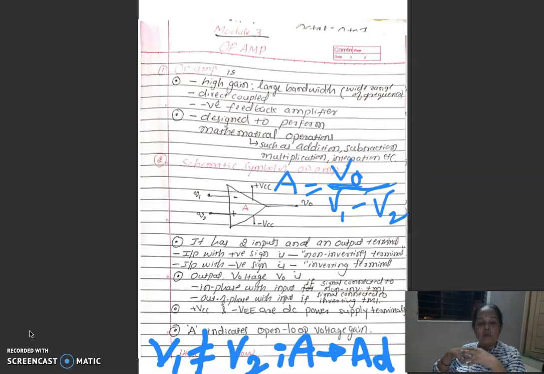And it is going to operate at large bandwidth. Means whatever the high gain it is providing, the amplification, it is going to cover from the lowest frequency to the highest possible frequency. Means it is going to cover a wide range of frequencies. Okay, that's why it is a large bandwidth.